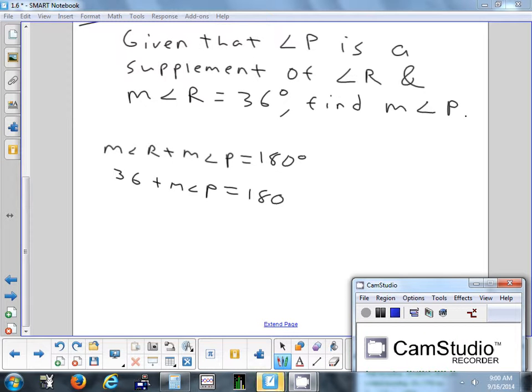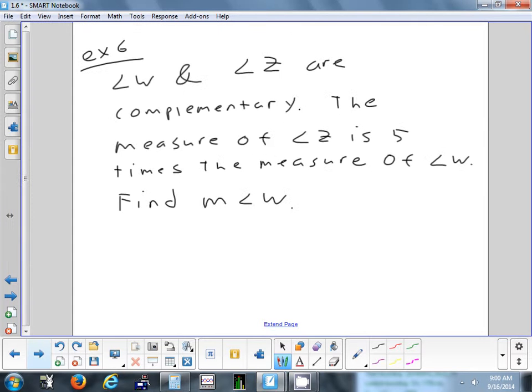And Owen, you said you had that? 144. Yep, 144 degrees. Okay, any questions on that? All right, and let's see our last one.